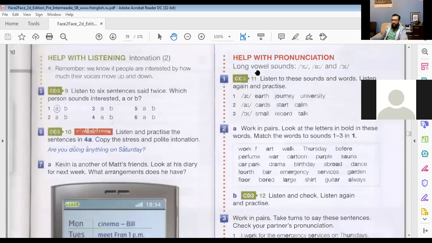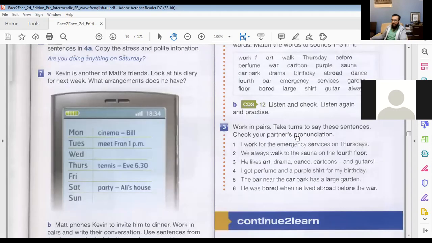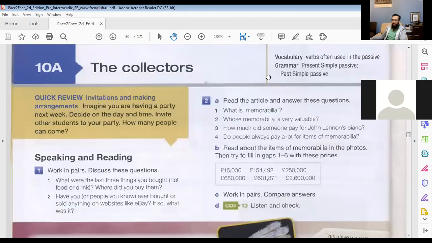And the last thing we talked about in our last lesson was the different vowel sounds. We have 3 different long vowel sounds. We have the sound in earth, journey. We have the sound in cards, start, calm. And then we have the sound in small, record, talk. So we talked about these 3 different vowel sounds. We practiced them. We read the sentences. And we're going to talk about today's topic.